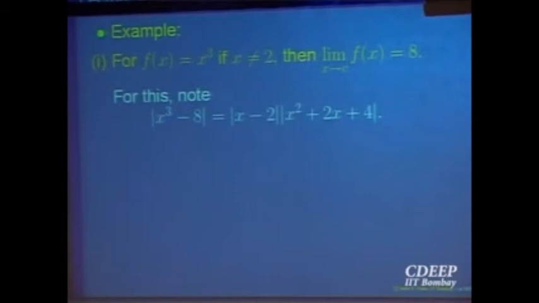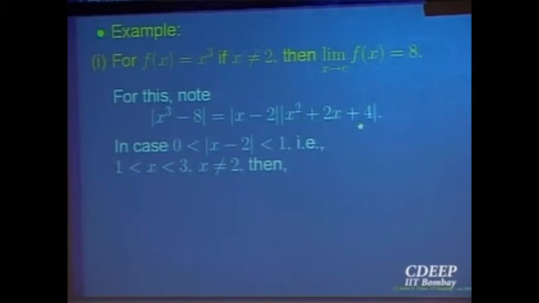Okay? So what do I have to do? Given epsilon, I have to find a delta such that |f(x) minus 8| is less than epsilon. So let us analyze f(x) minus 8, f(x) minus L. I will try to write f(x) minus L in terms of x minus c, because that distance I know is going to be small. So we split this using our formula for cubes: (x minus 2) into (x square plus 2x plus 4). The a cube minus b cube formula.